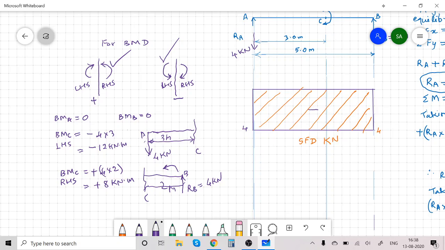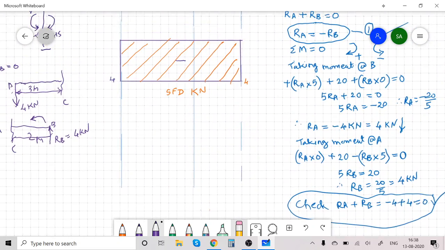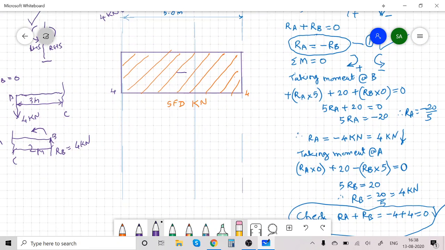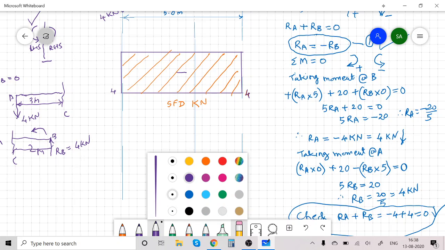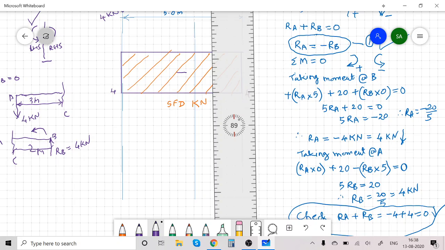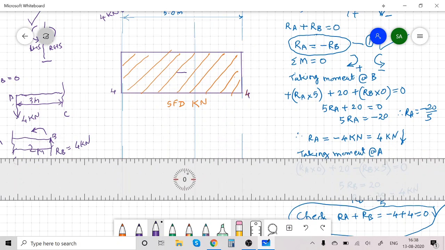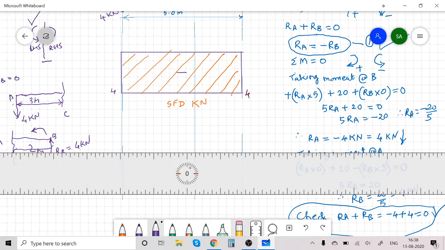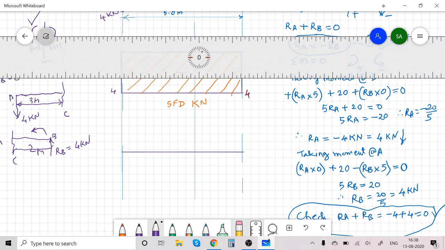So at C, you will find that there are two moments. If you consider left hand side, it is minus 12 kilonewton meter, and if you consider the right hand side, it is plus 8 kilonewton meter. So let us draw the bending moment diagram. First of all, draw a baseline. Bending moment at A is 0. Bending moment at B is 0.